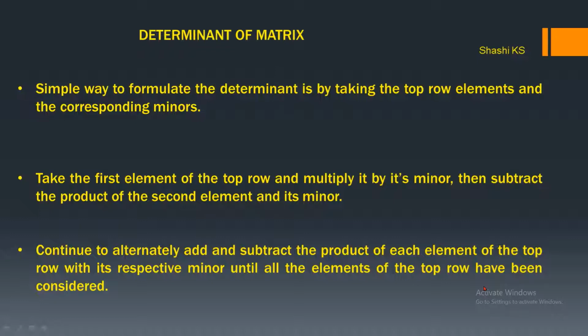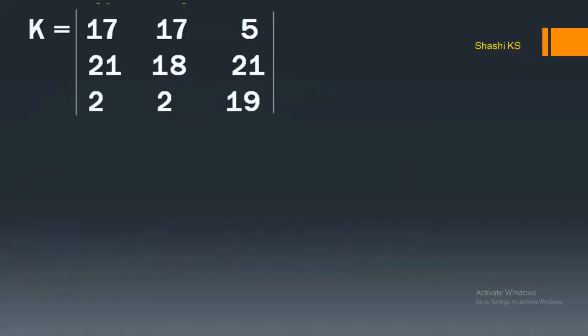Okay, so you take the first element of the top row, multiply it by its minor. Take the second element of the top row, multiply it by its minor. So you would be subtracting both. You continue to alternately add and subtract the product of each element of the top row with its respective minor until you are done with all the elements of the top row. Let's see that with an example. Let's say you have a matrix like this, a 3x3 square matrix which contains these elements. Let's see how to find the determinant of this matrix.